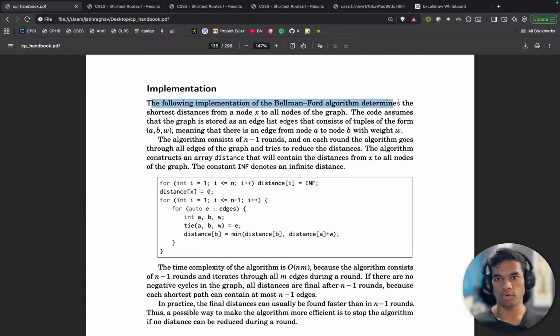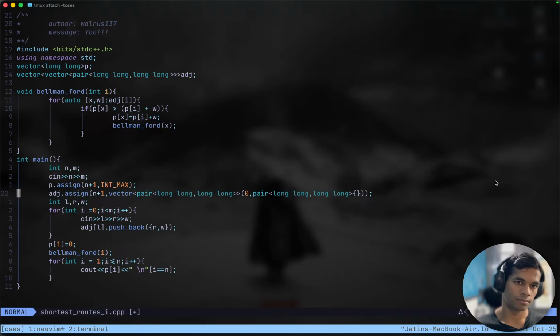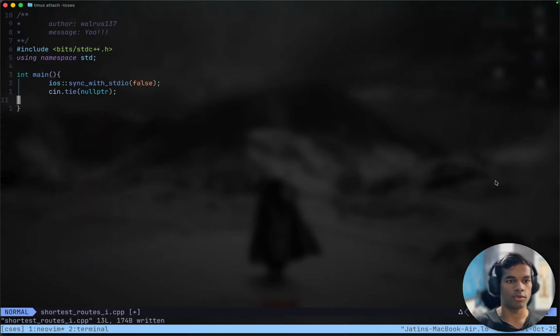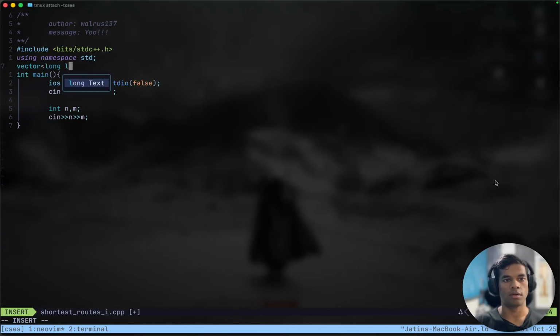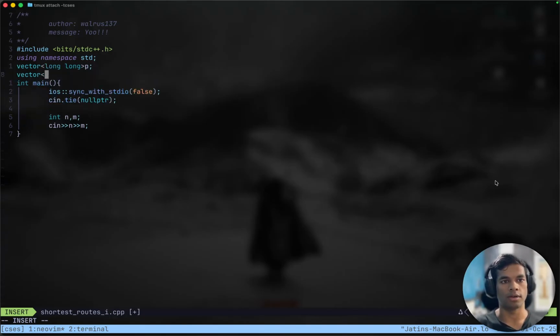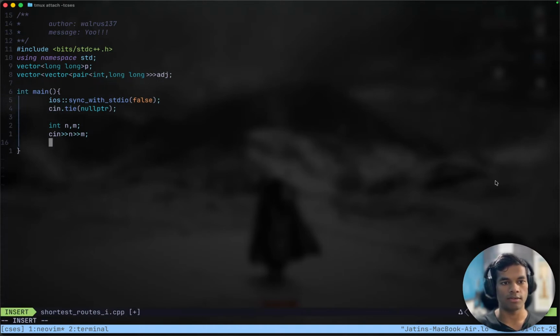The following implementation of the Bellman-Ford algorithm determines the shortest distance from a node X to all nodes of the graph. Let's rewrite this because I want to get this right. N, M, C in N and M, and we will have a vector long path and a vector of pairs, the node that the current node is connected to and the weight. And this is called ADJ. Cool. And after we have n, we can say p dot assign size n.